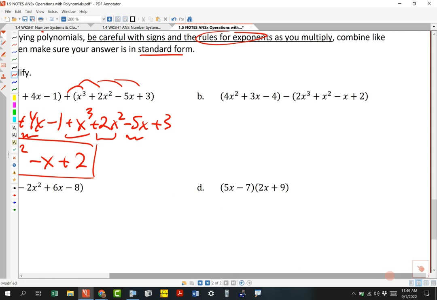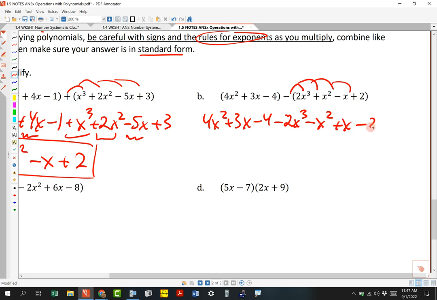With addition, I just kind of imagine the problem without the set of parentheses. With subtraction, I'm super careful with this because people make mistakes like this. So I'm going to write that first one down again, and then I'm going to subtract all 4 of those. So that's going to be negative 2x to the third minus x squared plus x and minus 2.